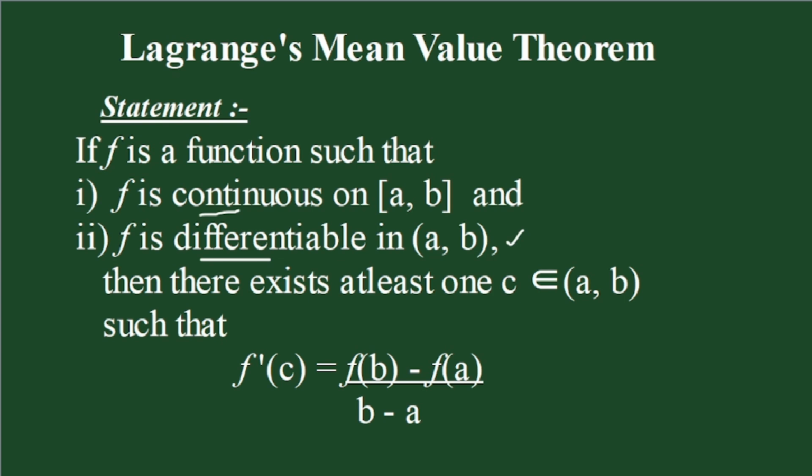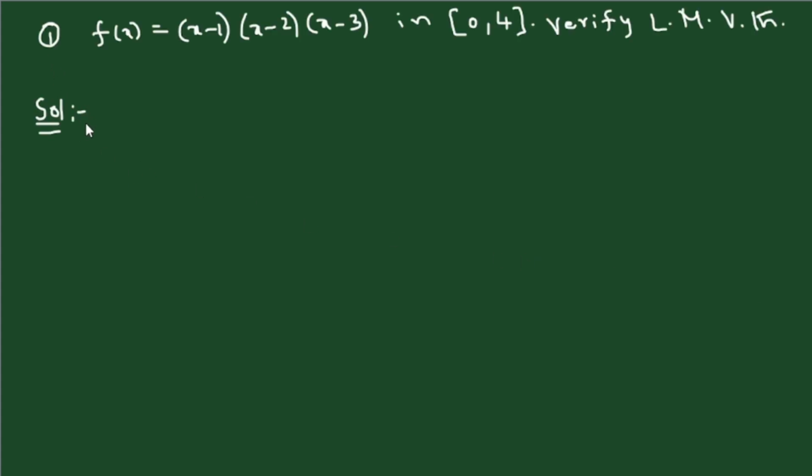Now we are going to solve some problems based on Lagrange's mean value theorem. So coming to the first problem, the function f of x that is given is nothing but a polynomial. When you multiply these three factors, you will get a polynomial of degree 3. It is x cube minus 6x square plus 11x minus 6. So when you multiply these three factors, you will get this polynomial.